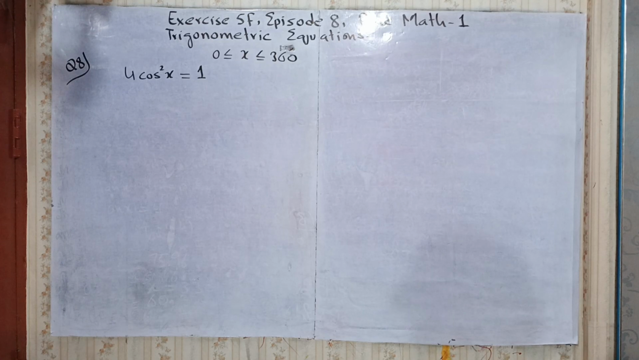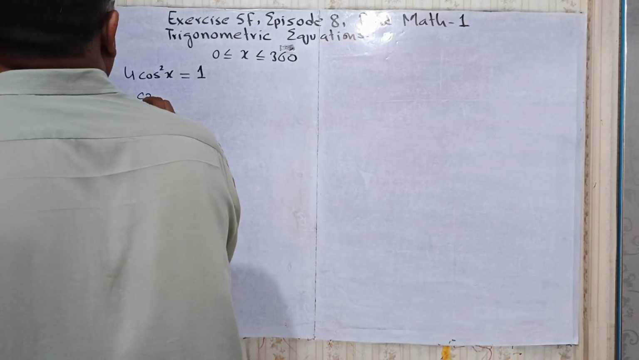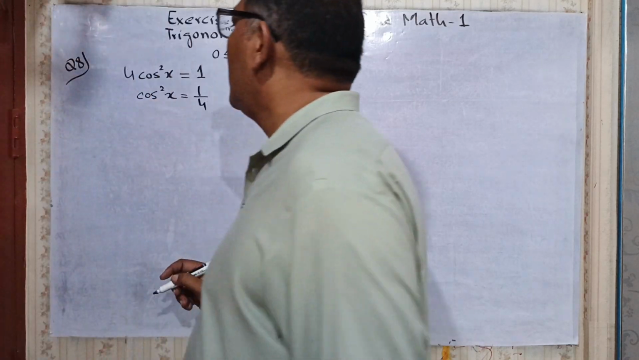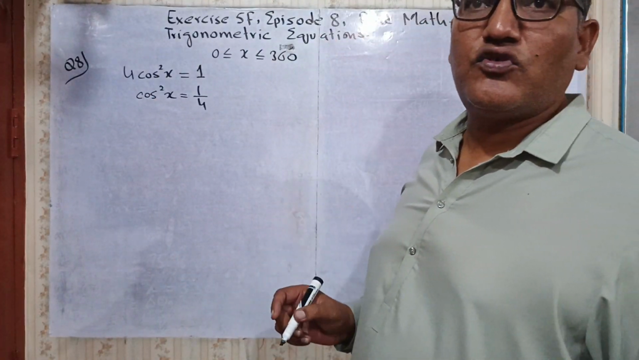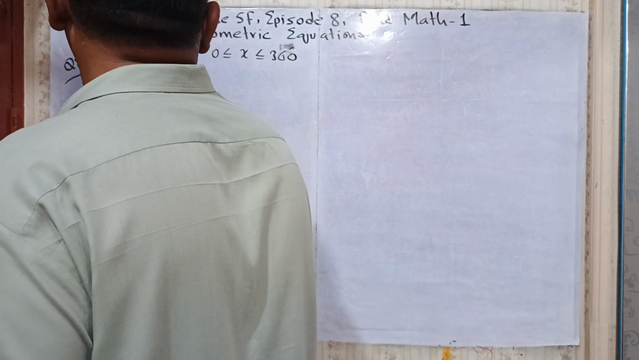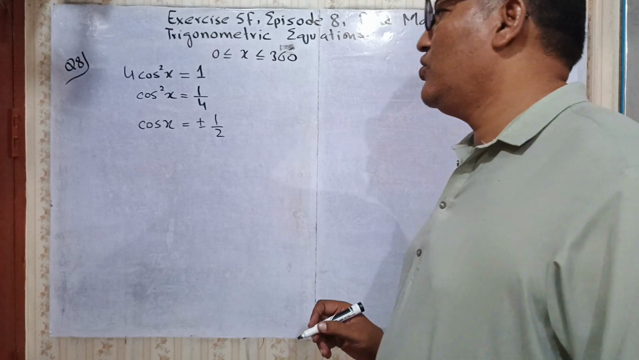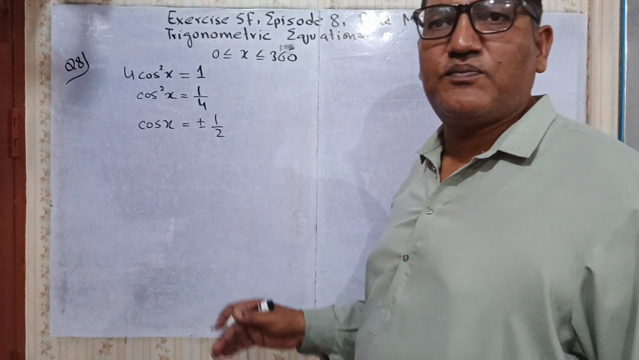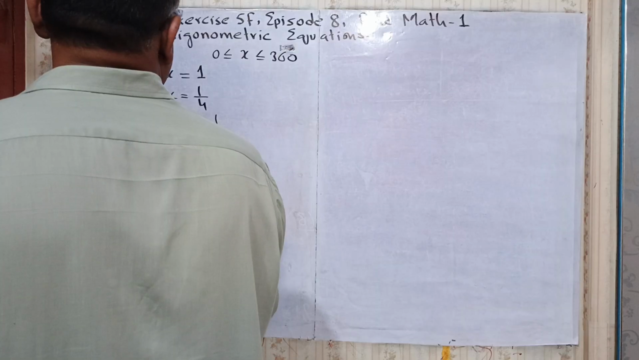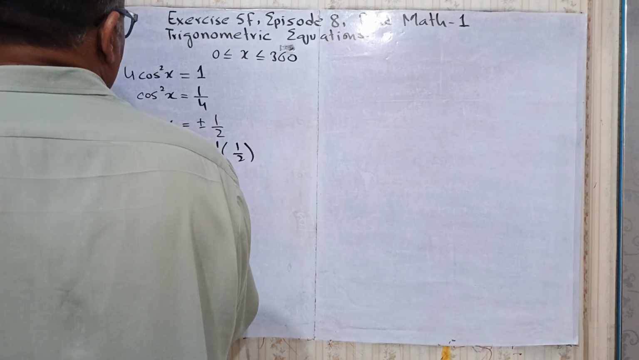First of all, I bring this 4 to this side. So you will have cos square x equals 1 by 4. Now I can take the square root on both sides, so it will be cos x equals plus minus 1 by 2. Just forget this plus minus and take the cos inverse, but remember that there is a plus sign and a negative sign.